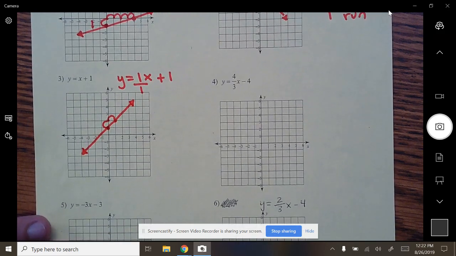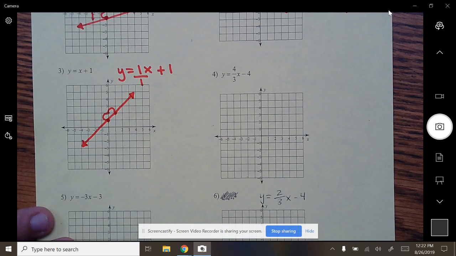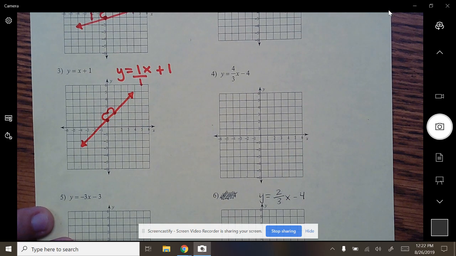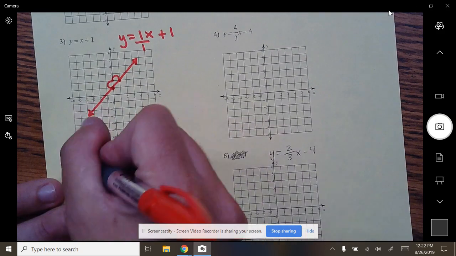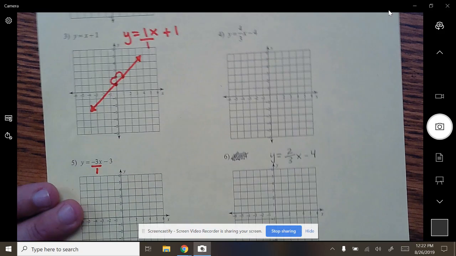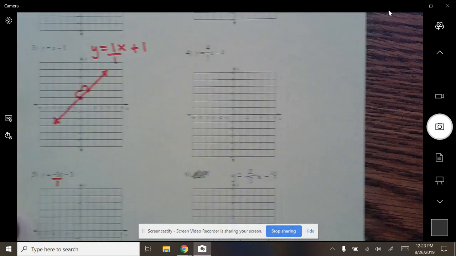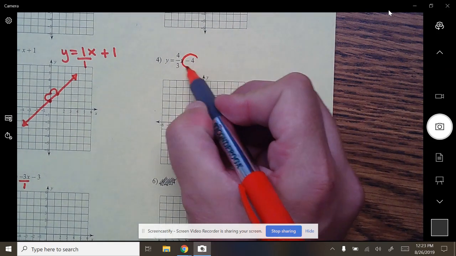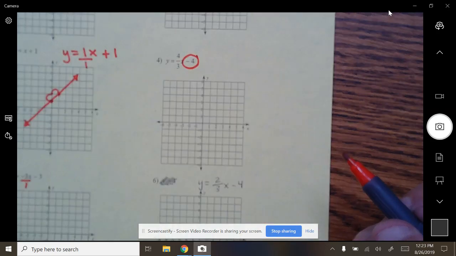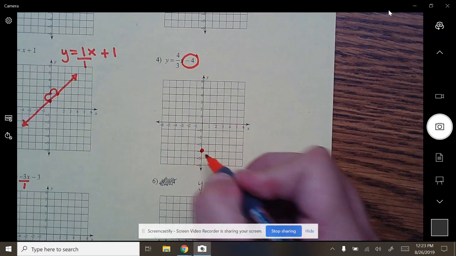Number 4, you should be able to handle on your own. Although number 4 does have a little bit of a tricky part to it. I'll make you do number 5 and 6 on your own. And the only thing I'll help you with 5 is that -3 is going to be over 1. But 4, let's go ahead and look at 4. And the only reason it's tricky is because there's a -4 here. And that -4 goes down here on the y-axis.